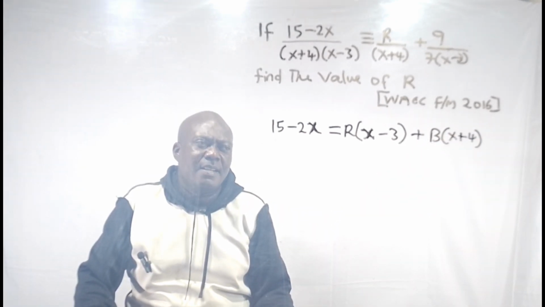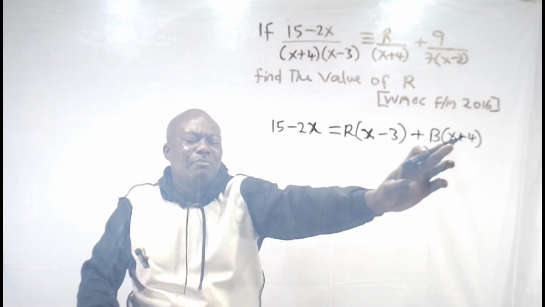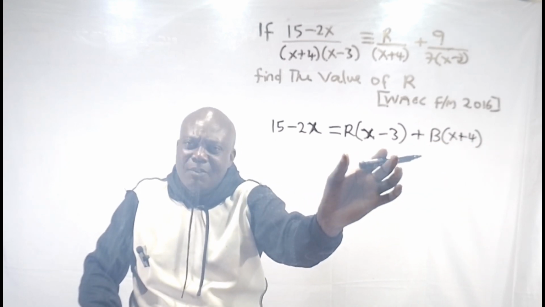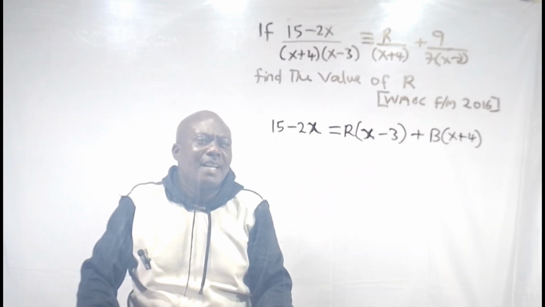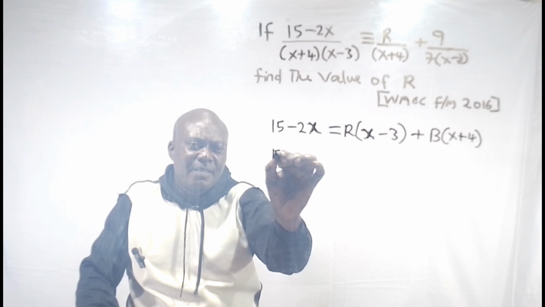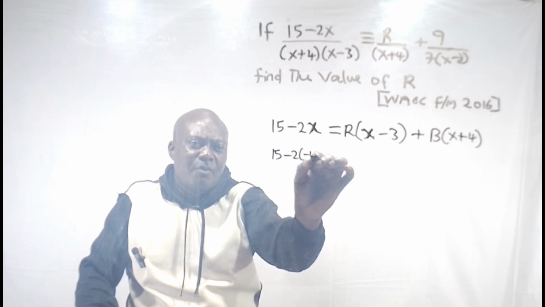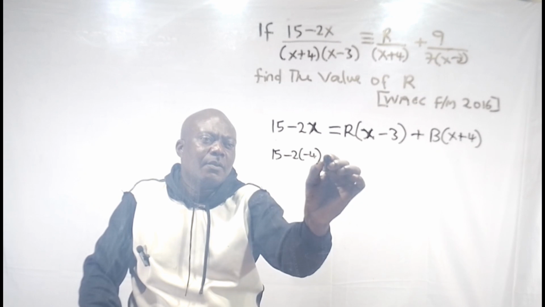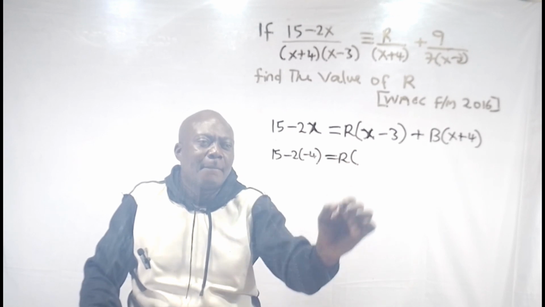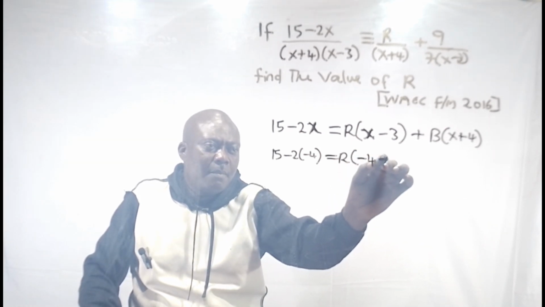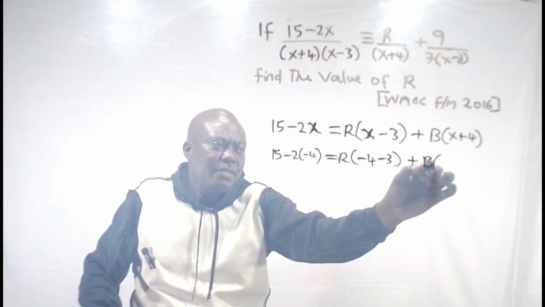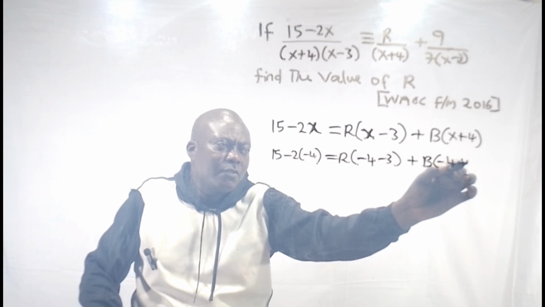Remember, we're looking for r. Therefore, we make x be minus 4 so that this b will collapse. Only r will survive. Then we solve. So we put x to be minus 4. From here we have 15 minus 2 into minus 4, equals r into, what is our x? Minus 4. Minus 4 minus 3, plus b into minus 4 plus 4.